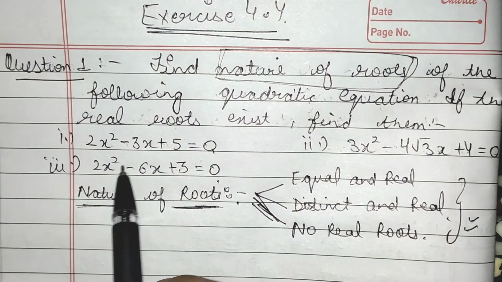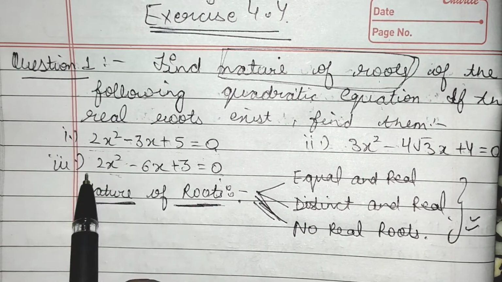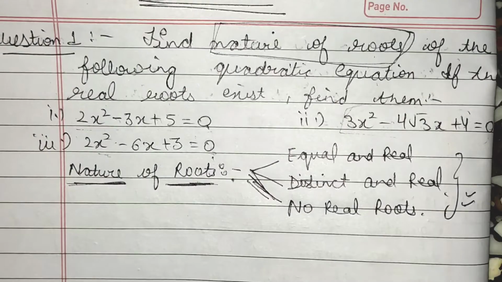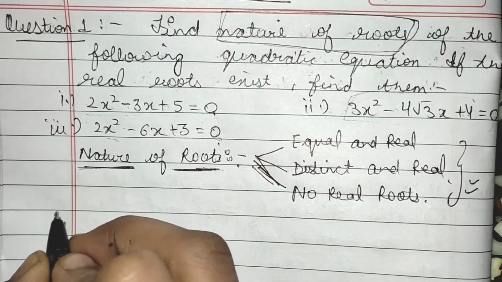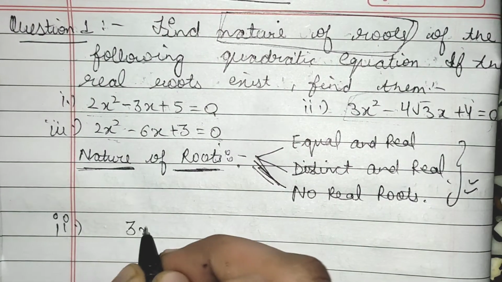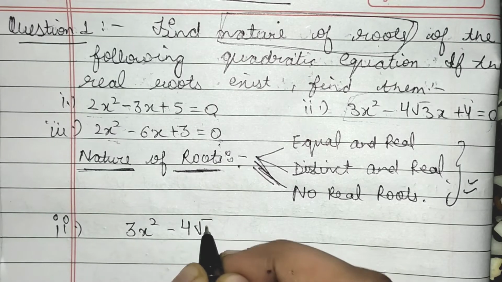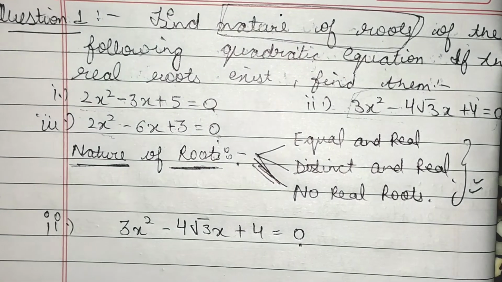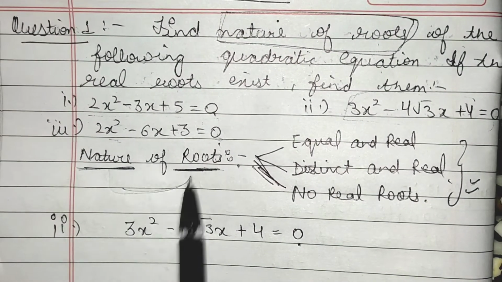So let's start solving. We will solve only one question in this video, so please try to solve the remaining by yourself. Okay, so let's take the second part: 3x square minus 4 root 3x plus 4 is equal to 0, right? How do we decide the nature of the roots?